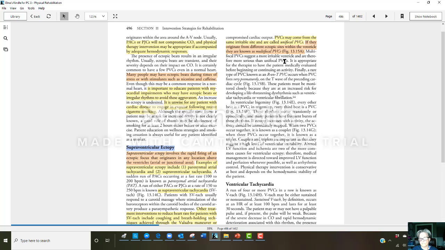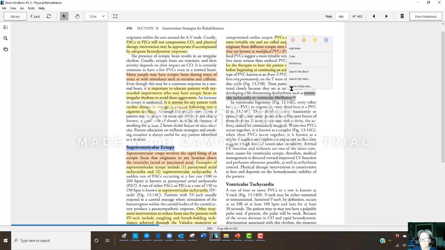Finally, a rare type of PVC known as an errant PVC occurs when a PVC fires very prematurely on the T wave of the preceding cardiac cycle. Figure 13.15b. These patients must be monitored closely because they are at an increased risk for developing a life-threatening dysrhythmia such as ventricular tachycardia or ventricular fibrillation.